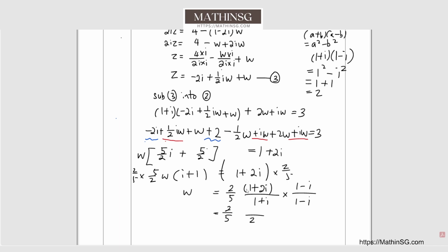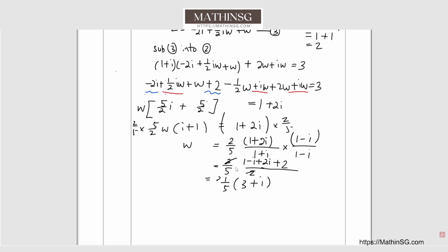Next, continue multiplying. So I have expanding this. Take 1 plus 2i multiplied by 1 minus i. So I have 1 minus i plus 2i, then plus 2, because 2i times minus i is 2 times minus 1, which is negative 2. Then with a negative sign, it becomes positive 2. Goes to 2/5. Let me cancel. So I am left with 1/5 and I have 3 plus i. So I got the answer for w. So w is equal to 3/5 plus 1/5 i.